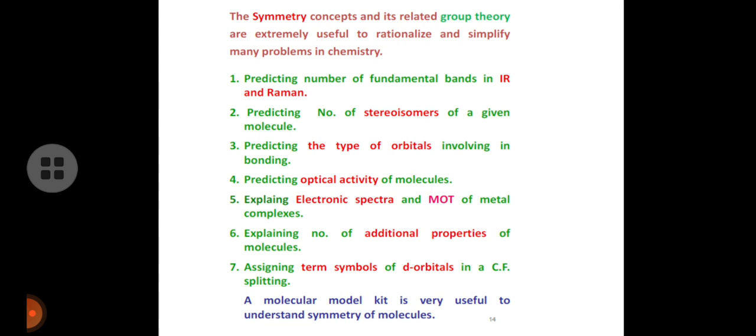Number 1, it predicts the number of fundamental bands in IR and Raman spectra. It predicts the number of stereoisomers of a given molecule. It predicts the type of orbitals involved in bonding. It predicts optical activity of molecules. It explains the electronic spectra and molecular orbital theory of metal complexes. It explains a number of additional properties of molecules and assigns term symbols of d orbitals in crystal field splitting. A molecular model kit is very useful to understand the symmetry of molecules.